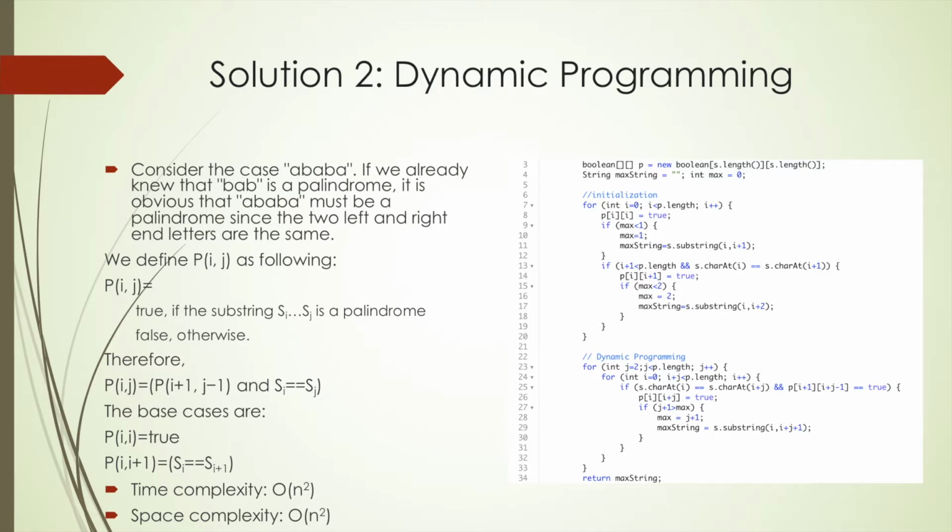Using dynamic programming, we can see that the time complexity is O(n squared), and the space complexity is also O(n squared). This is a much better solution than the previous brute force solution.